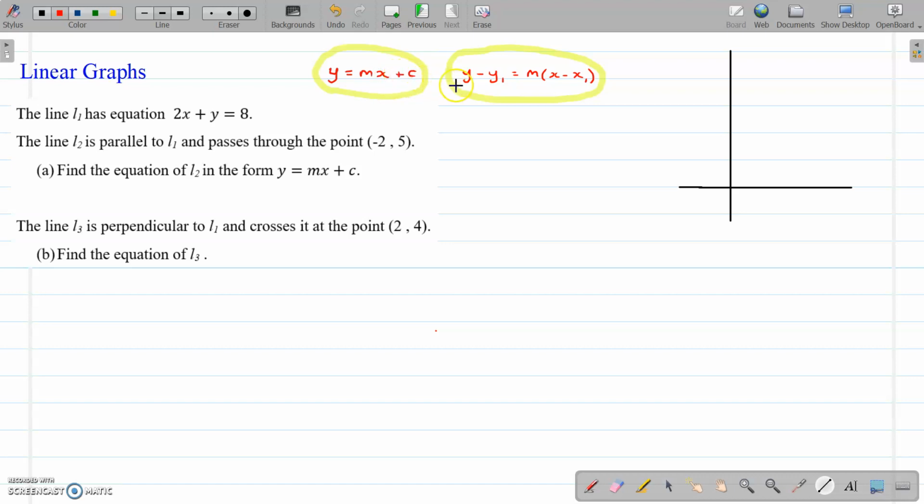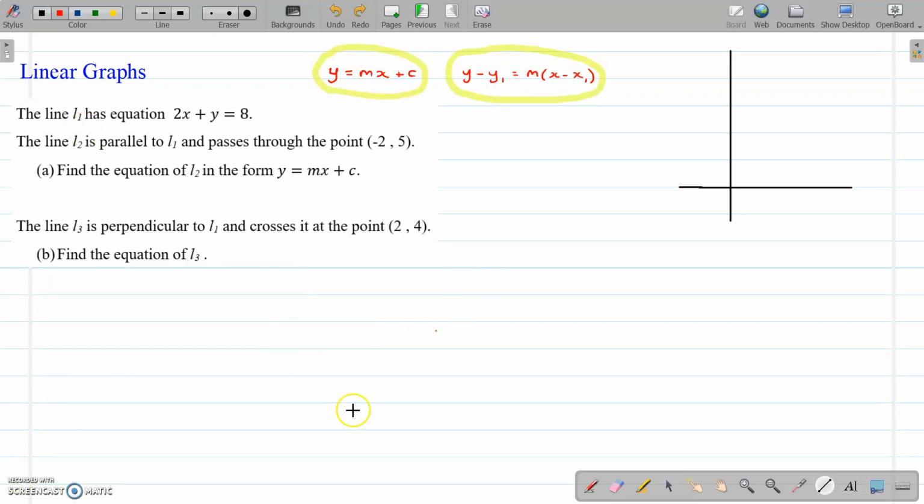There is another form which you may be familiar with, where x1, y1 is any known point on the line, and m is its gradient: y minus y1 equals m brackets x minus x1. That simply comes from rearranging the formula for finding the gradient, which is the change in y divided by the change in x. We'll look at that afterwards, but we'll start with using this only.